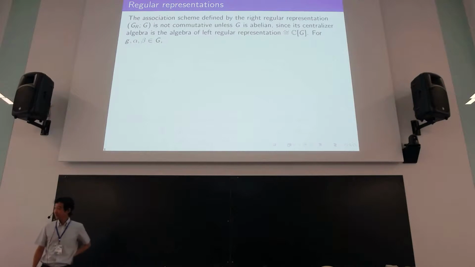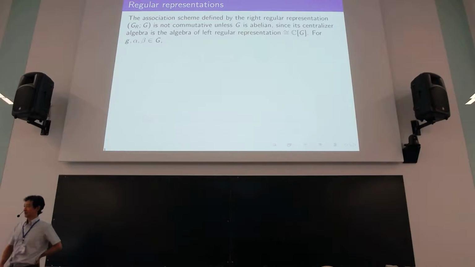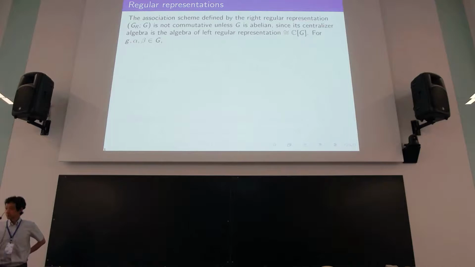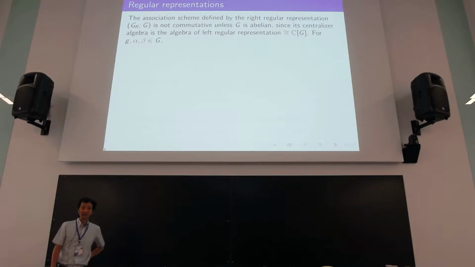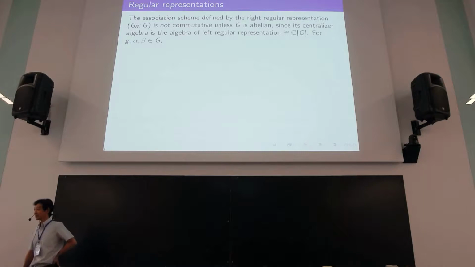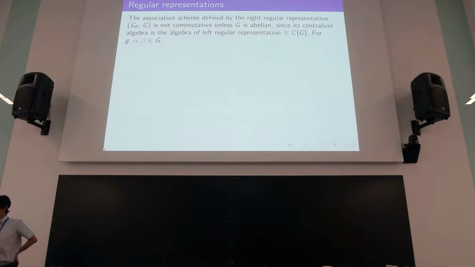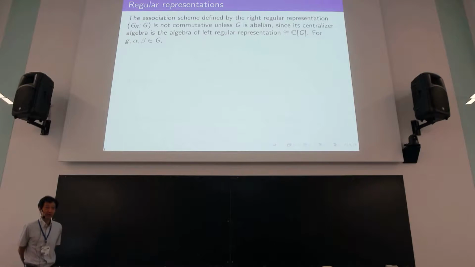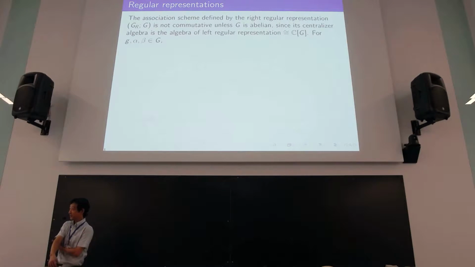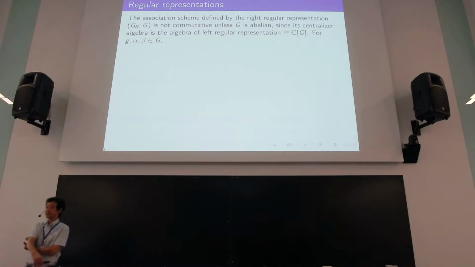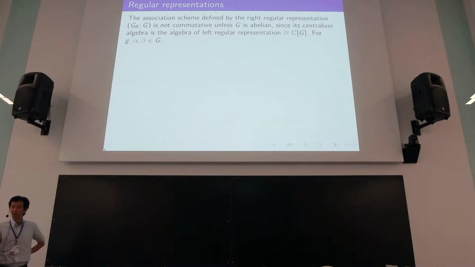So one obvious permutation representation of a finite group is the regular representation. Now, the regular representation doesn't give a commutative association scheme unless the group is abelian. But we already investigated its centralizer algebra. The centralizer algebra turns out to be exactly the left regular representation. And so this gives rise to two isomorphic commuting copies of the group algebra inside the full matrix algebra of size the order of G.